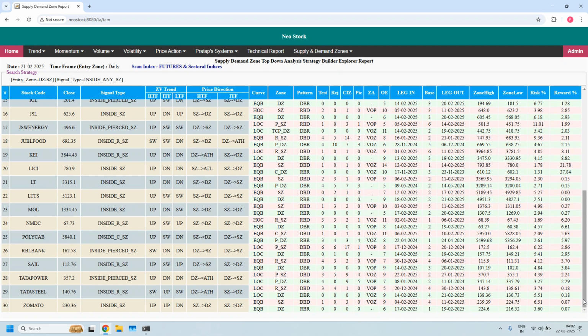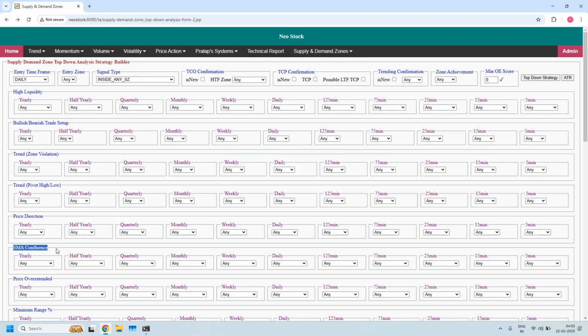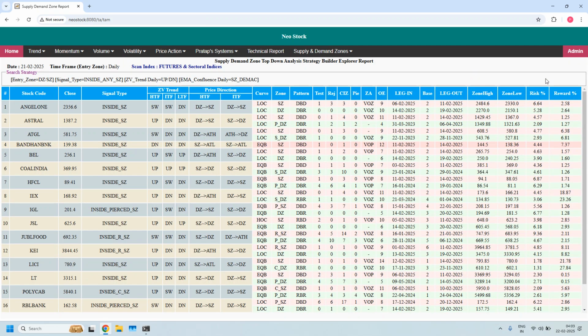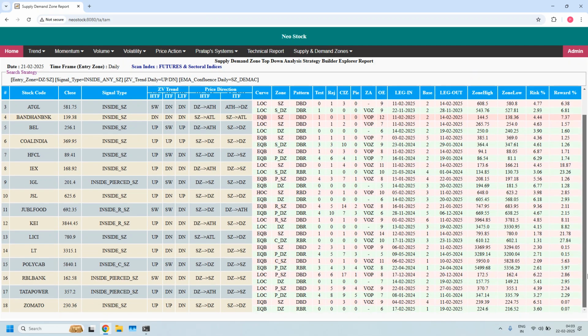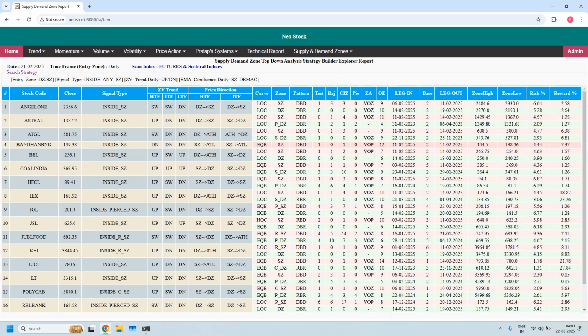Out of these 30 stocks, how many daily supply zones are having daily EMA confluence? Let us filter. So I'm going back in the EMA confluence parameter at daily time frame. I'm setting the filter daily supply zone having daily EMA confluence. And trend on the daily time frame should not be sideways. It can be up or down. With these filters, we got 18 stocks.